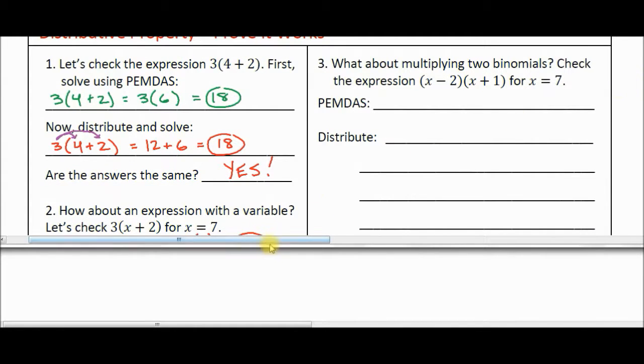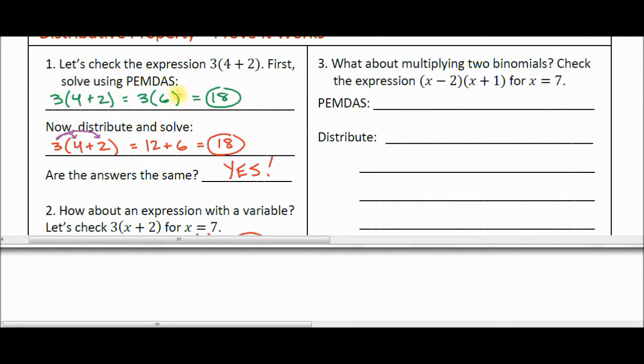All right, what about something a little more complicated? What if we're multiplying two binomials? All right, well, let's check this expression: x minus 2 times x plus 1 for the value of x equals 7. So first, let's try using PEMDAS.